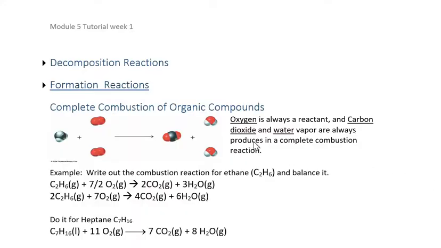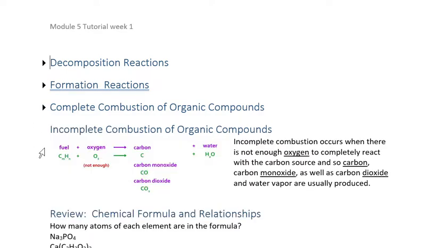All right, so just a quick review. Complete combustion, oxygen is always a reactant. Carbon dioxide and water are always products. You just need to know that. All right, we're going to look at incomplete combustion now. Incomplete combustion is combustion that occurs when there's not enough oxygen to completely react with the carbon source, so carbon, carbon monoxide, as well as carbon dioxide and water vapor are usually produced.